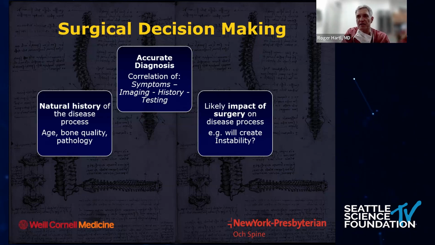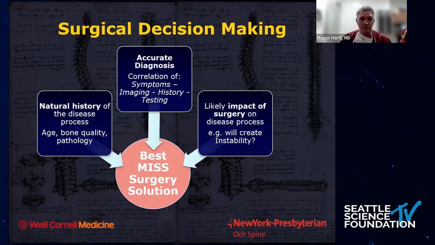And then finally, the impact of your surgery. And this is really where MIS comes in. If somebody has a spondylolisthesis in the lumbar spine, for example, if you do an open traditional surgery, it's much more likely to have instability post-op than if you do an endoscopic or tubular over-the-top decompression. So that's how the choice of your operation really affects your outcome and your complications post-op.